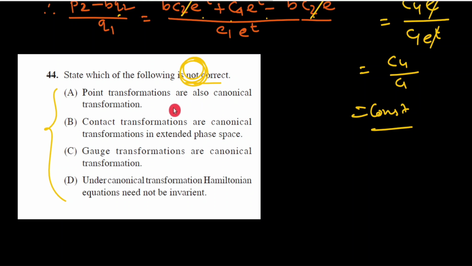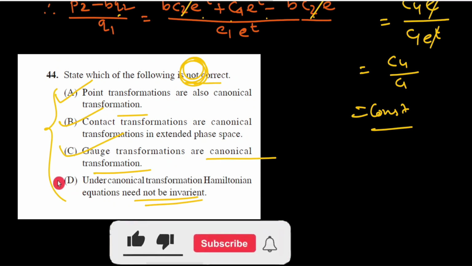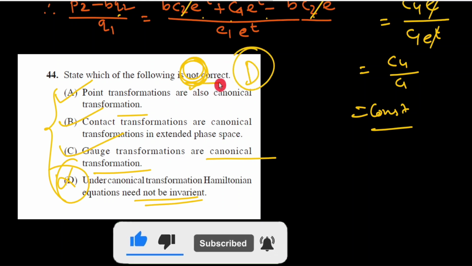So the first statement is given: point transformations are also canonical transformations. So this is obviously a correct statement. Then contact transformations are also canonical transformations. Yes, this is also a correct statement. And then the next option is gauge transformations are also canonical transformations. Yes, this is also a correct option. And the fourth option, under canonical transformation Hamiltonian equations need not be invariant, but it is invariant. This is the not correct statement. Therefore the option D is the correct answer. See, it is the not correct statement.